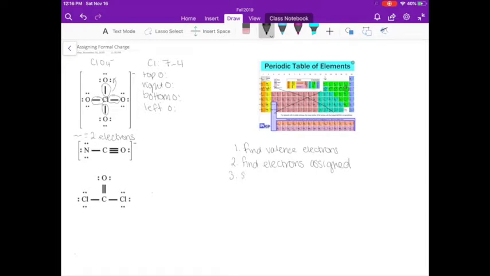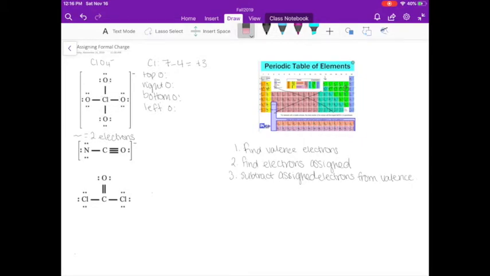Our third step is going to be to subtract the assigned electrons from the valence electrons. So that'll give us a total of +3, which is going to be chlorine's formal charge in this Lewis structure.